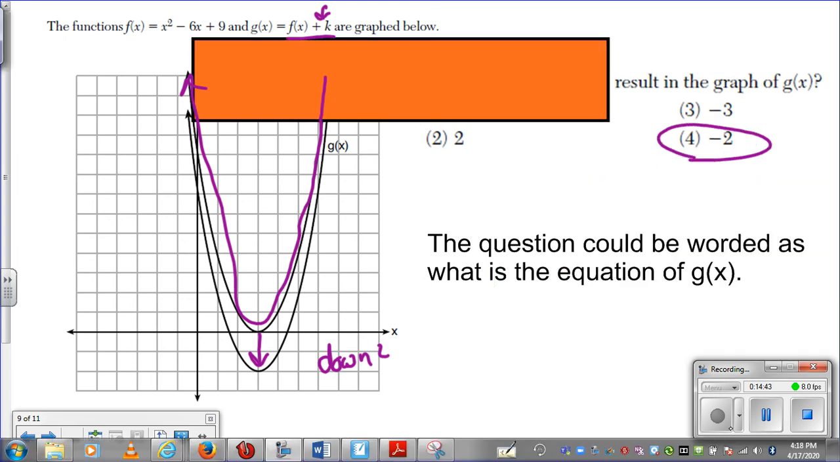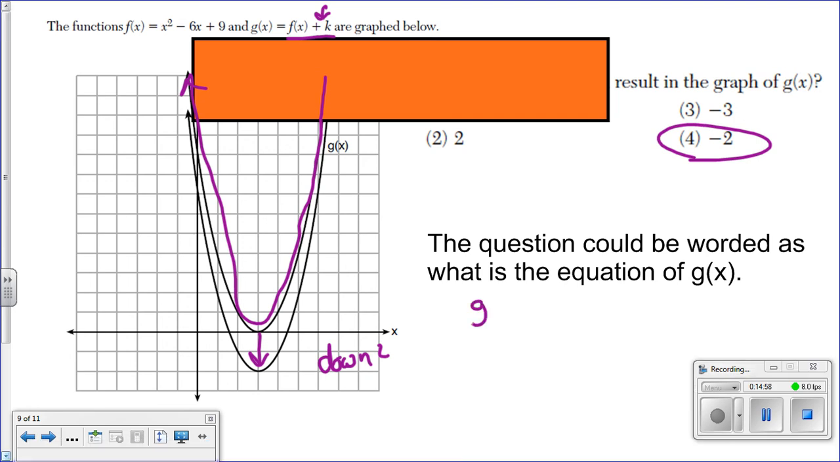Now a typical question that I would see with this, let's move this up. One of the questions that you could see, the question could be worded as, what is the new equation of g of x? And basically that's actually a very easy question, because if g of x is equal to f of x minus 2, because we said it was going to be minusing 2, then g of x is actually equal to, let's see what f of x is.